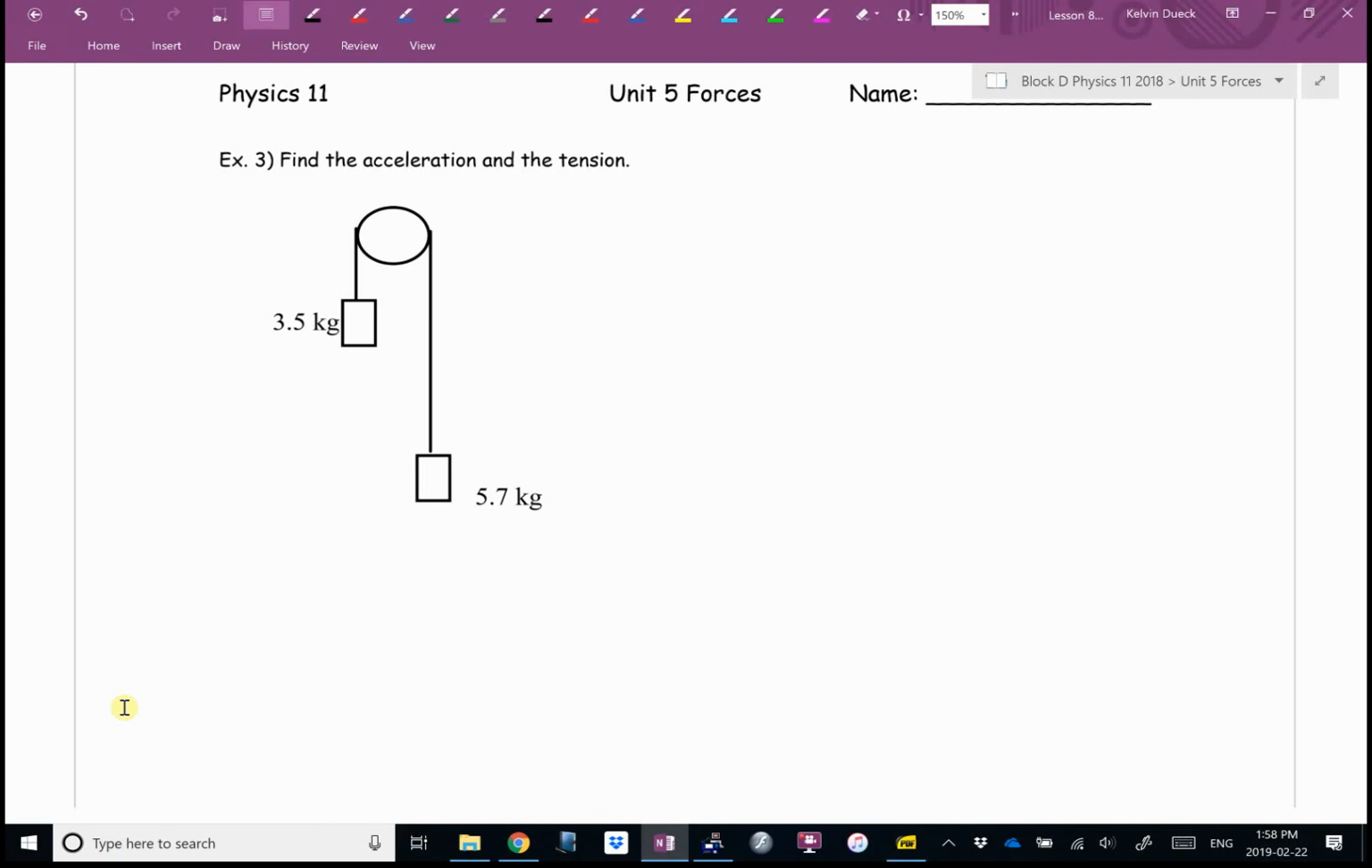So on the left, on the 3.5 kilogram mass, what are the forces acting on it? Get the obvious one. I'm going to call that M1G because usually I start with M1 on the left. What else? Yep. What about on the right? I'll call it M2G and tension.